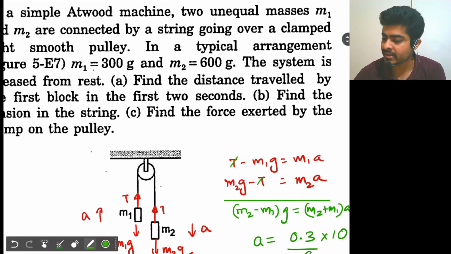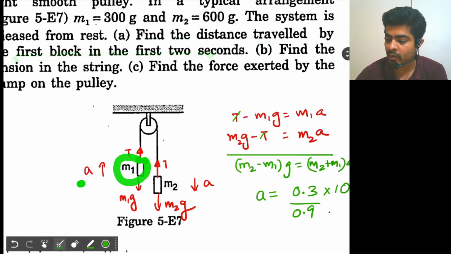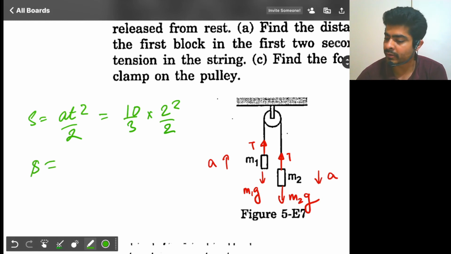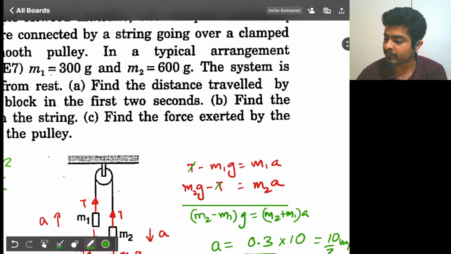Alright, we found the acceleration. So they are asking the first question, find the distance traveled by the first block in the first 2 seconds. So this is your first block, which has acceleration A, 10 by 3 meter per second square. So it's very easy to find the distance traveled. S equal to ut plus at square by 2, but u is 0. So we can simply write at square by 2. So A is 10 by 3 and t is 2 seconds, divided by 2. So we get S is equal to 20 by 3 meter. Okay. So that's your first part.